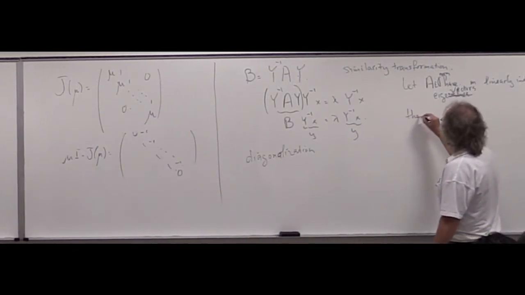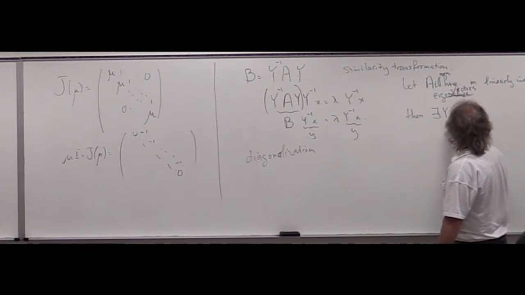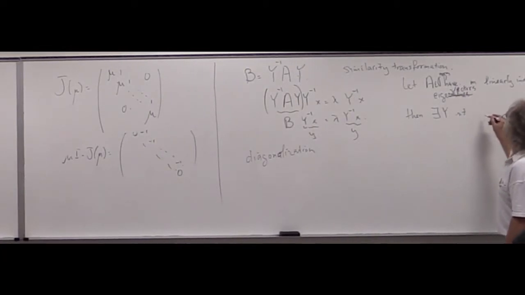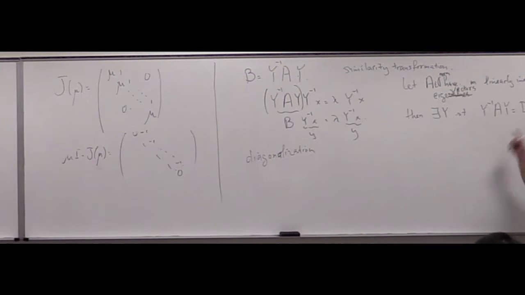Okay. Then there exists a Y such that Y inverse A Y is diagonal. Which then means that we can find the eigenvectors as diagonal. Turns out this is not that hard to prove.